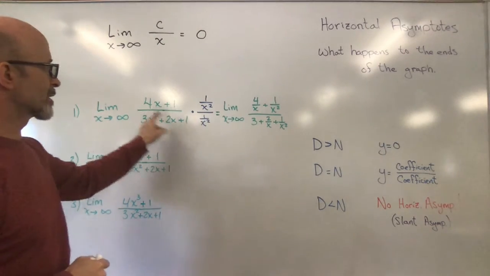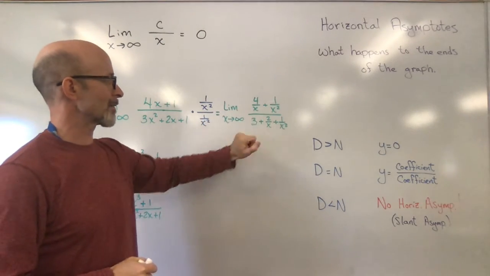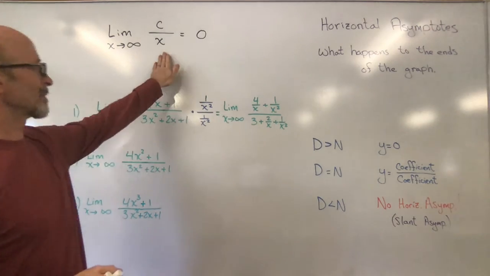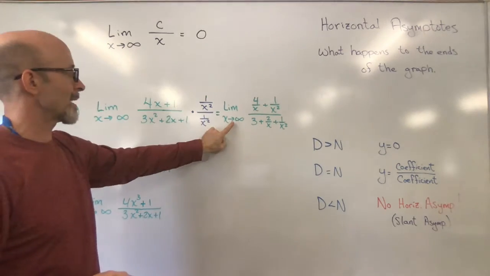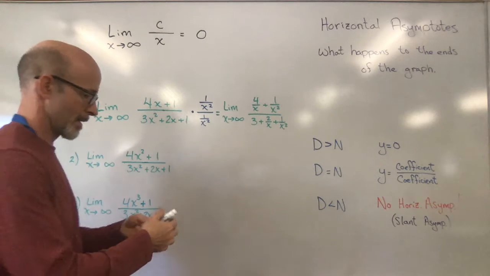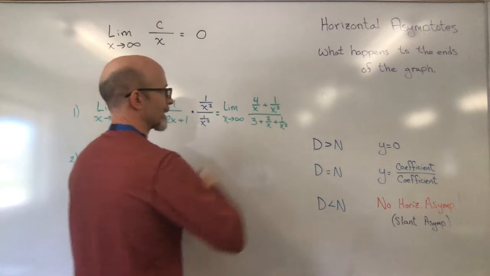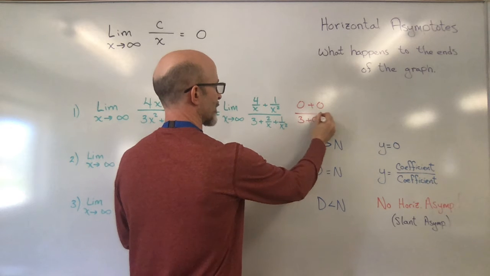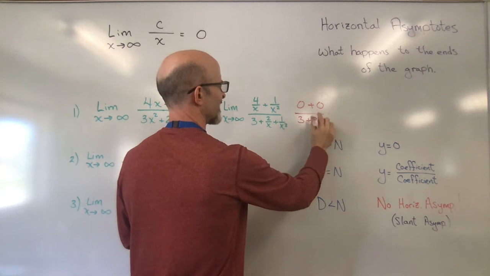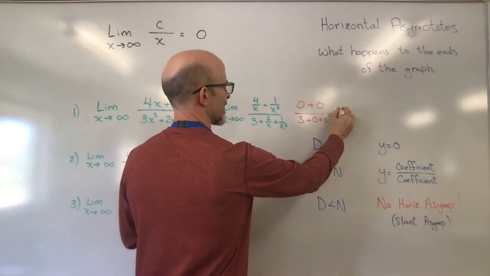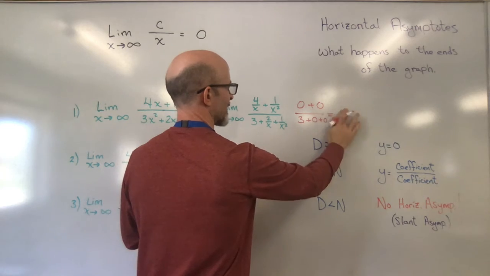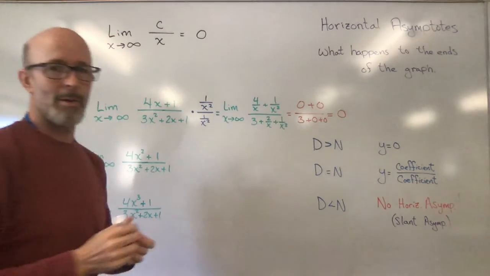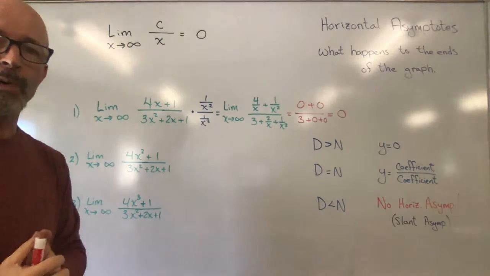I simplified each term. This will now be 4 over x, 1 over x squared, and so on. And using that same limit that we know, any constant divided by a variable approaching infinity, this is going to wind up being 0 plus 0 over 3 plus 0 plus 0. It's no wonder that this becomes 0. And this works for each of them.